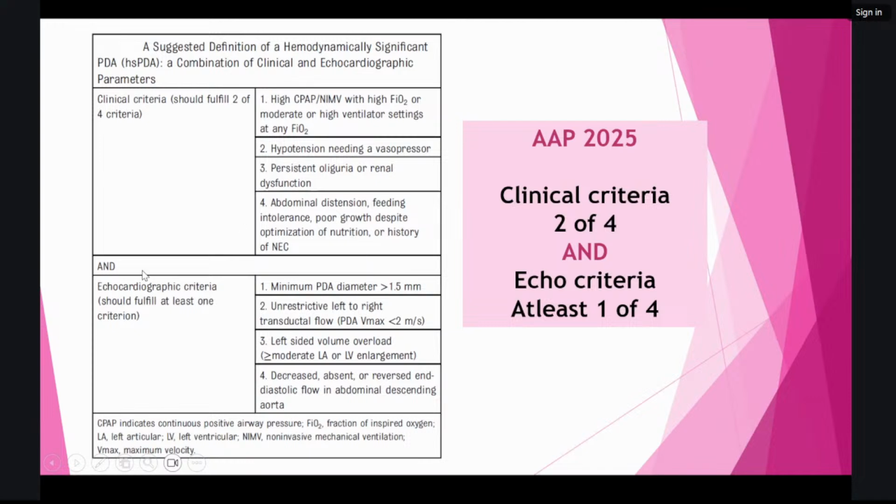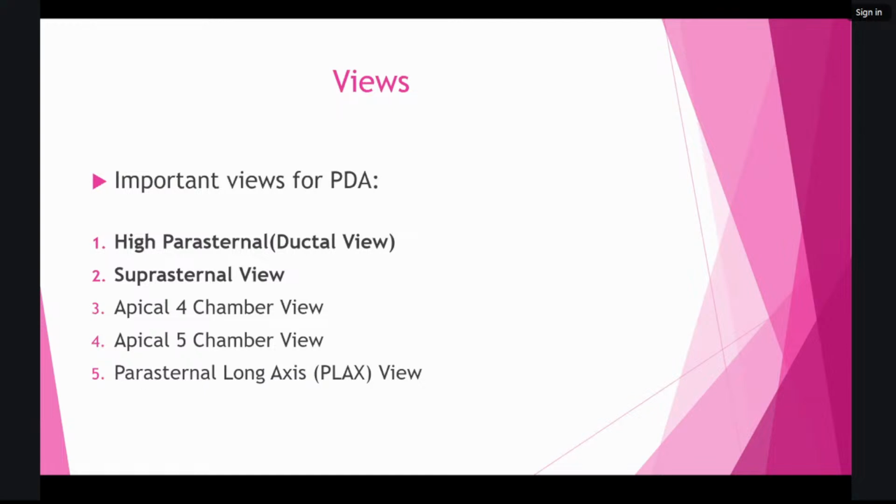Then coming to the echocardiographic criteria, should fulfill at least one criterion. First is the minimum PDA diameter of more than 1.5 mm, unrestricted PDA left to right shunt with velocity less than 2 meter per second, left-sided volume overload, and decreased or absent or reversed diastolic flow in the abdominal descending aorta. So the important views for PDA, high parasternal view and suprasternal view, which are the most important, I'll be discussing in the subsequent slides. And another views are apical 4-chamber and 5-chamber view and parasternal long axis view.